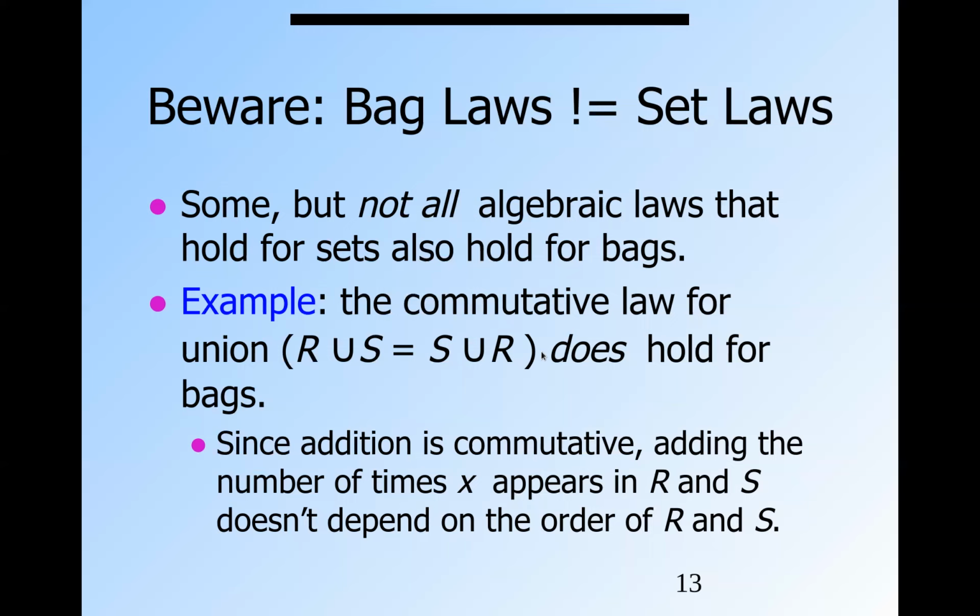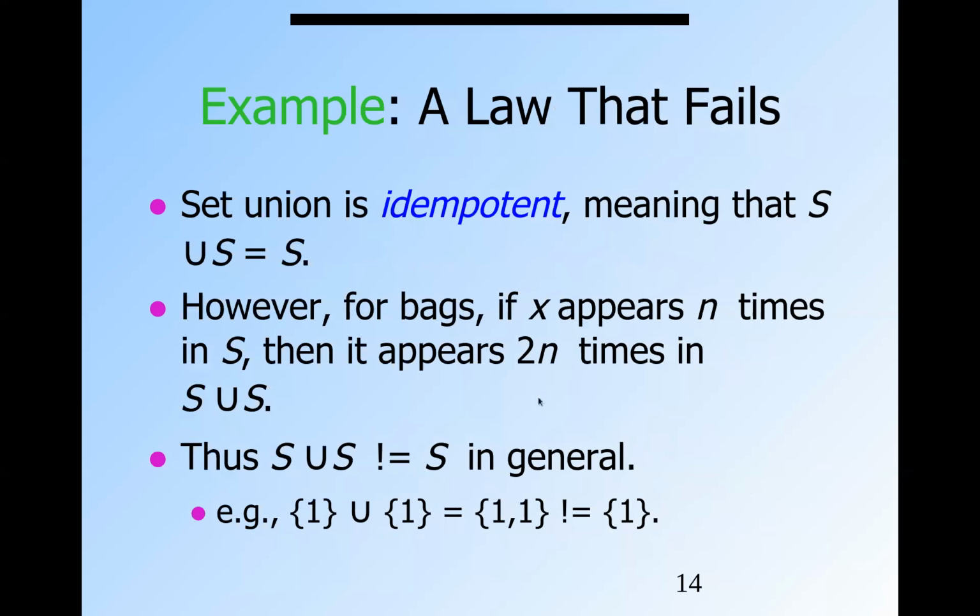So bag semantics has some of the set laws. Our union S is S, so the commutativity of union: R union S and S union R are the same thing. That gets preserved from the set laws. But idempotency, meaning that S union S equals S, does not get respected.